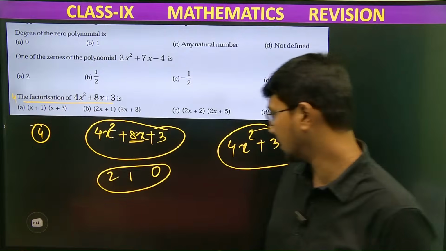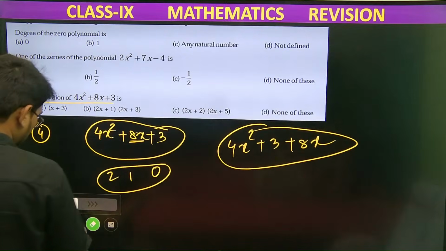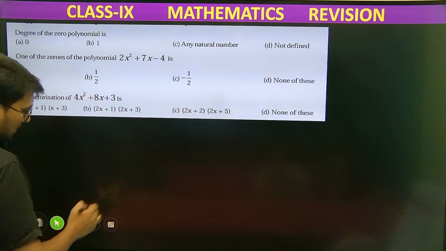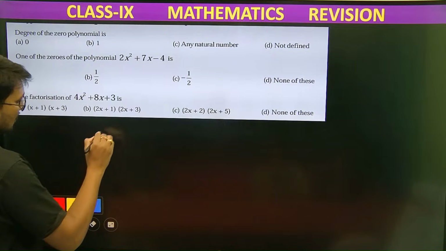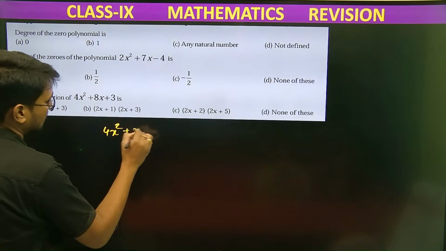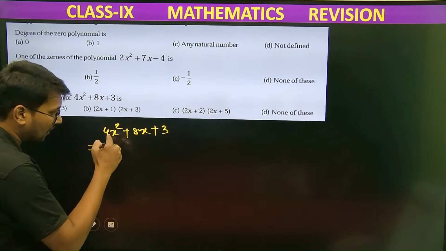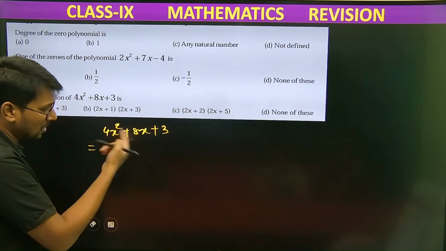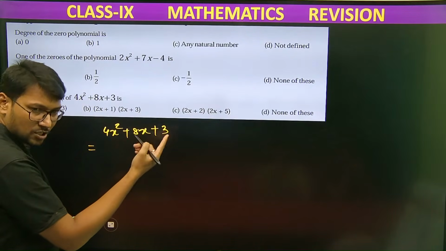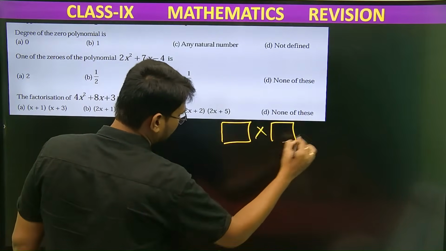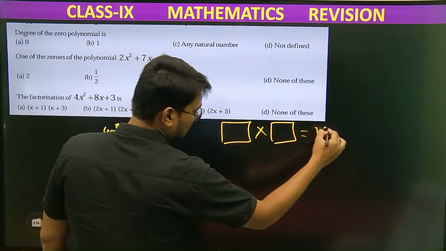Clear? Okay, factorize it. Answer, tell me. So who can say the option 2x plus 1, 2x plus 3? Yes, let us see. Okay, I have got that answer also. So let us solve this one, children. 4x square plus 8x plus 3. Now tell me, what is the product? 12. You have to split 8x in such a way that two numbers whose product is 4 into 3, that is 12.